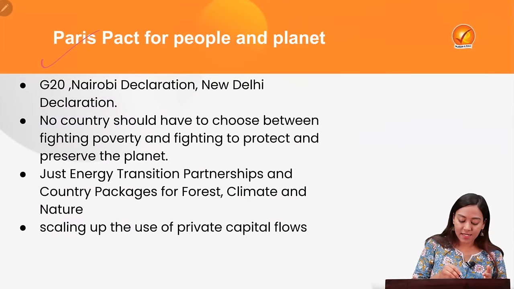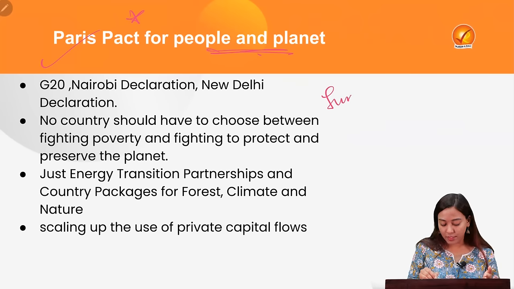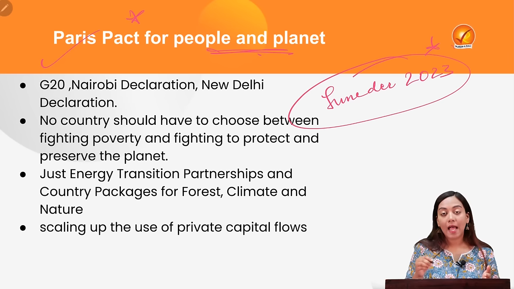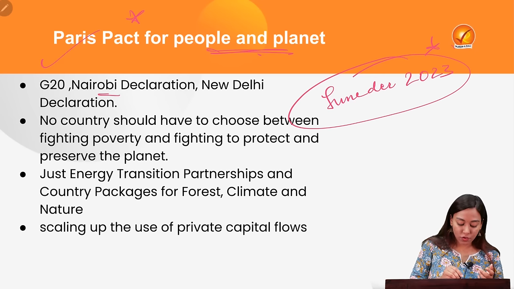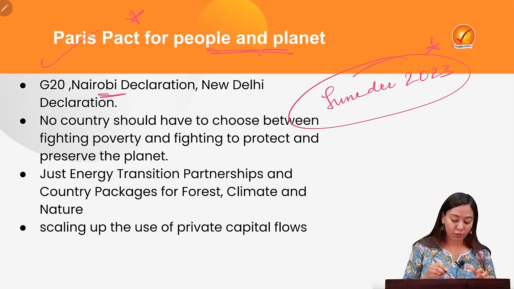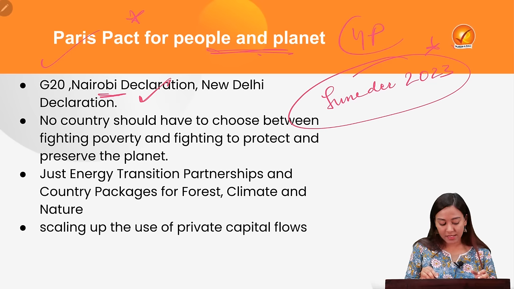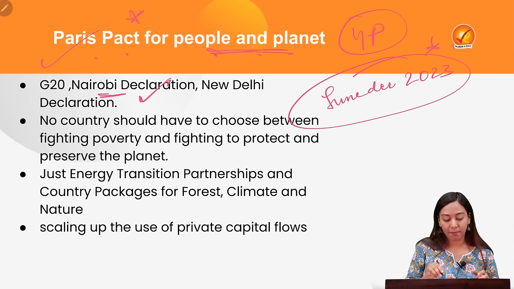The next one is the Paris Pact for People and Planet. So it all started with the June Declaration that happened in 2023. Basically, the G20 summit was going on, and then it was followed up by something known as the Nairobi Declaration in Kenya. There also it was said that we have to take up a thing called 4P. 4P is the Paris Pact for People and Planet.